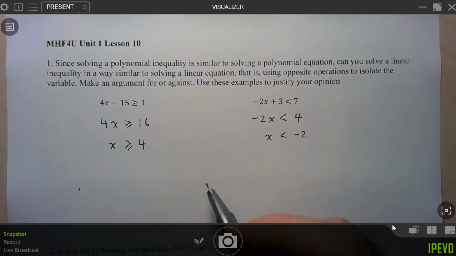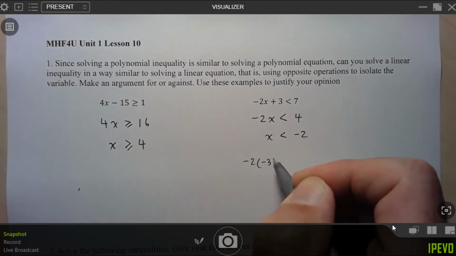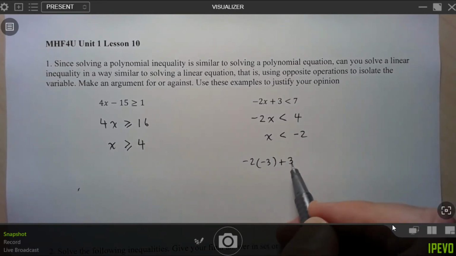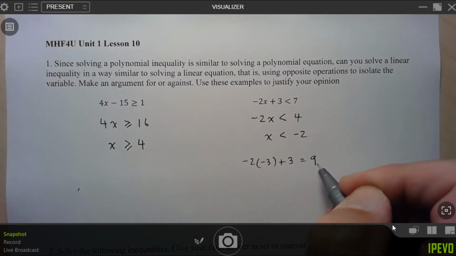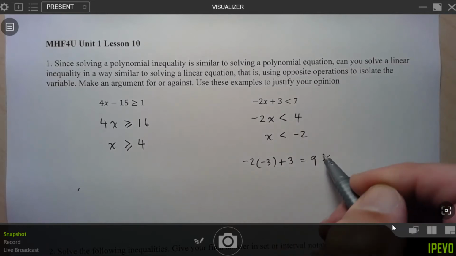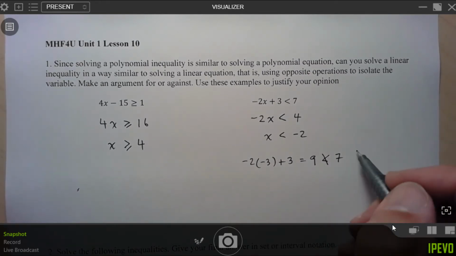So let's test that out here. Let's say I take negative 3, so negative 2 times negative 3 plus 3. So negative 2 times negative 3 is 6, plus 3 is 9. Oh, that's a problem, because 9 is not less than 7. So we've got a problem here.